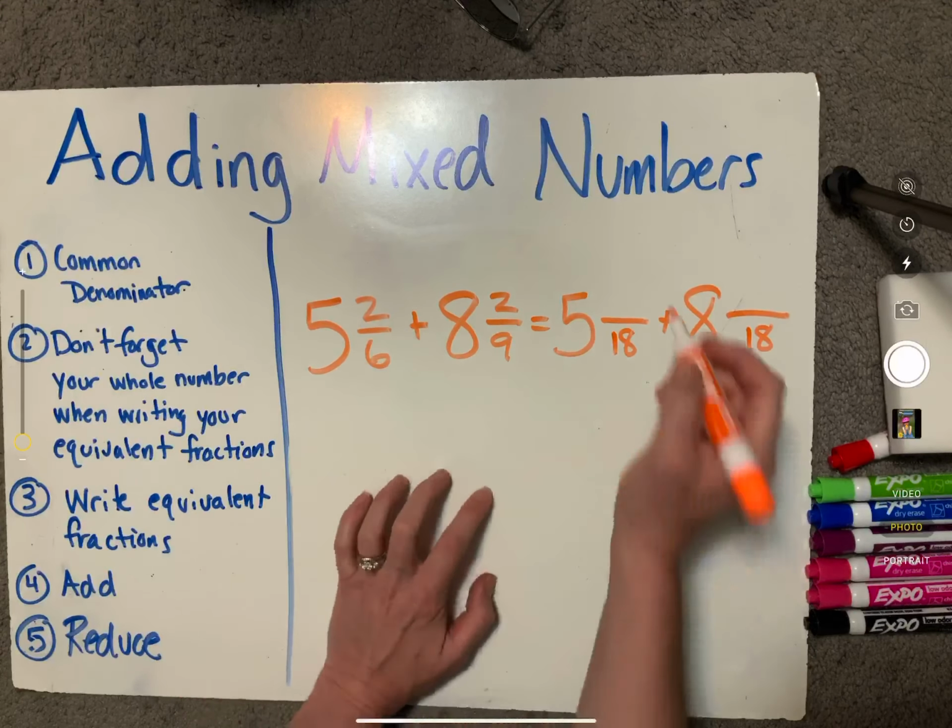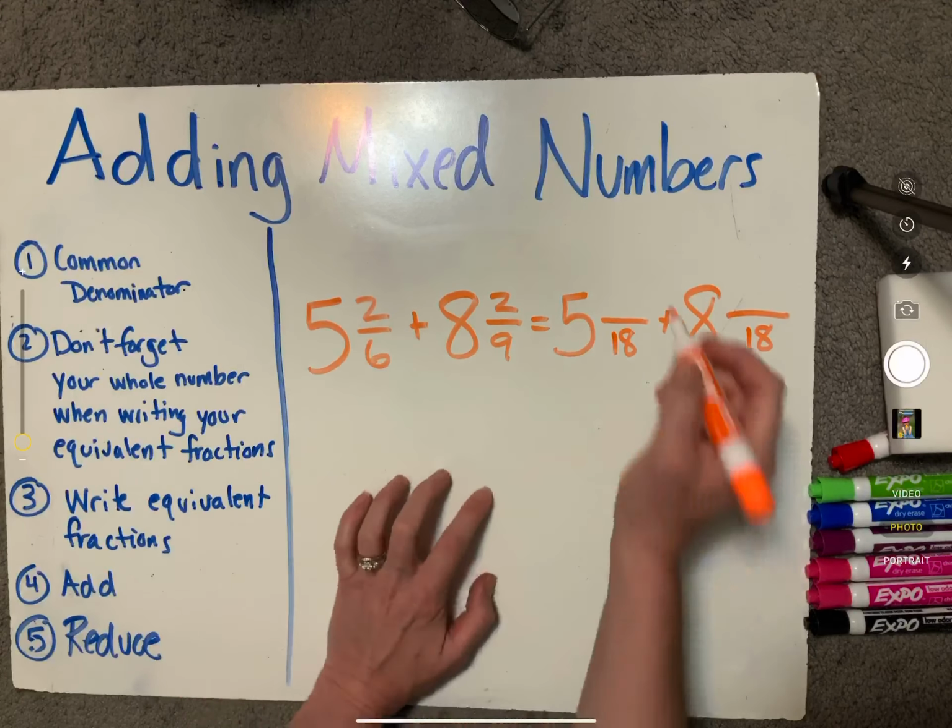So now we're going to add these up. 5 plus 8 is 13. Keep my denominator the same. 6 plus 4 is 10. We're not done with our reducing quite yet. 13, and then these are both even, so I can divide them by 2. 10 divided by 2 is 5. 18 divided by 2 is 9. So 13 5/9.